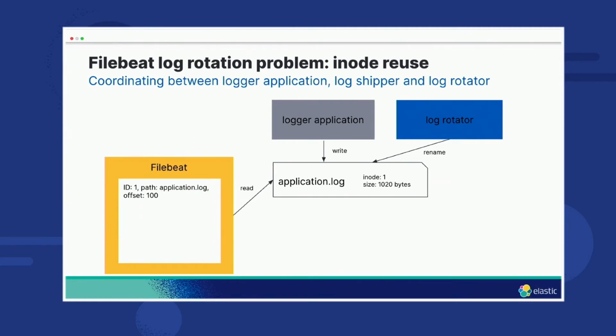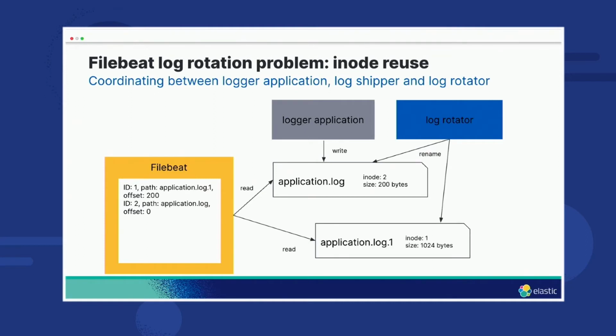The file is actively updated by the logger application. When it reaches the size limit, the rotator renames the file and the logger application opens a new file for logging. The inode of the archive file is still 1, only its name has changed to application.log.1. The inode of the new file is 2, and the new file is added to the registry of Filebeat, and the metadata of the old file is updated. And Filebeat ships more logs to the output.